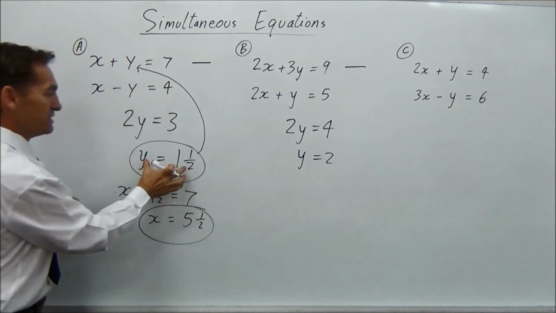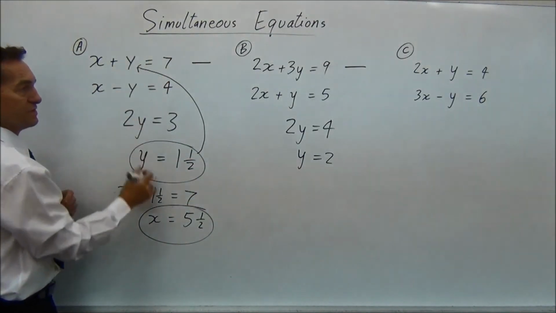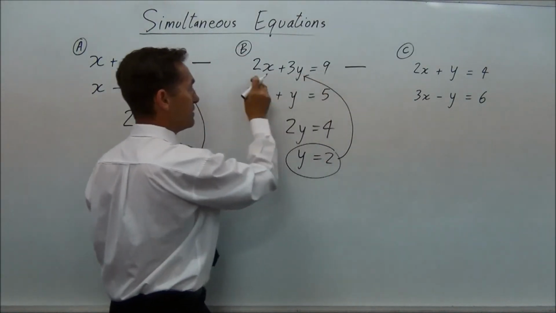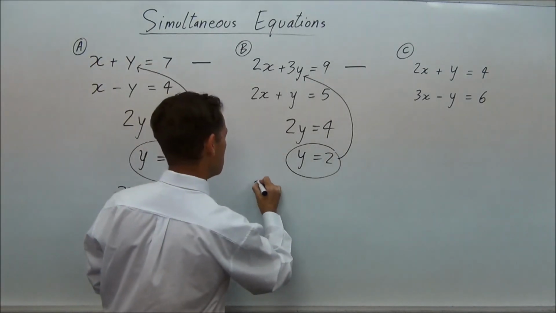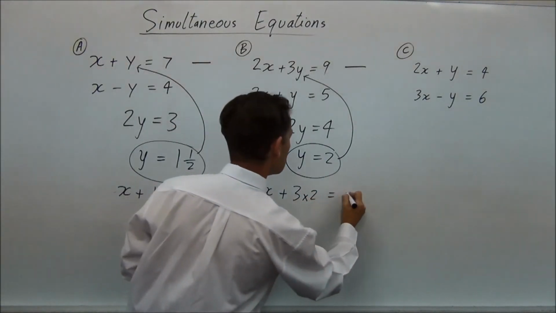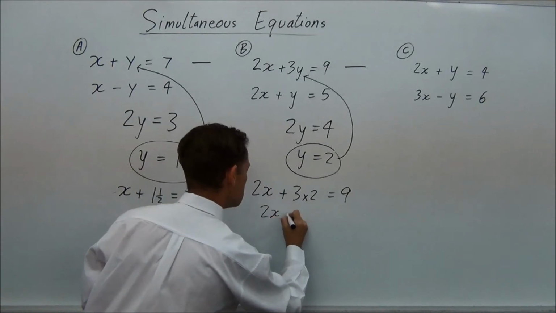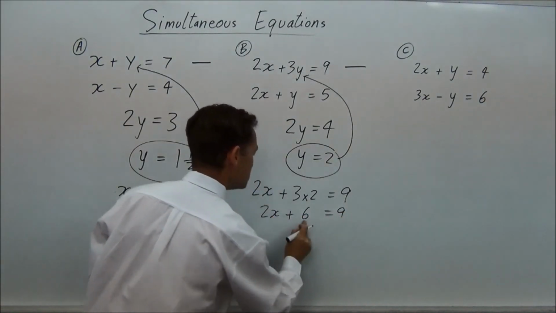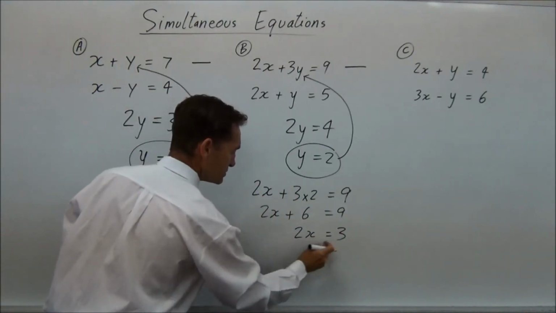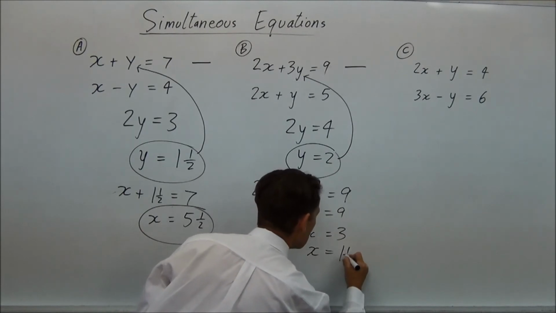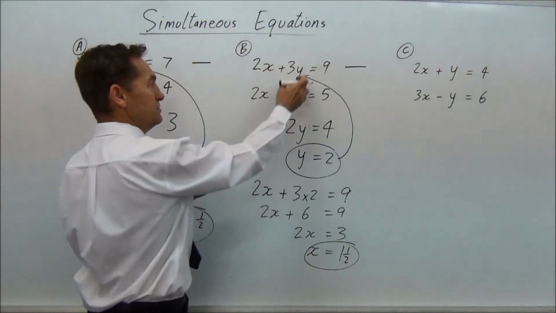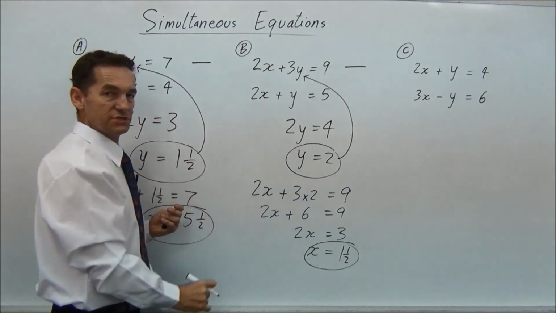Now what am I going to do? I'm going to do the same thing here. I'm going to put that y right back up into the value and figure out what my x is. Okay, so let's do that. 2x plus 3 times 2 is 6 equals 9. So I've got 2x plus 6 is 9. Take off 6 and I get 2x equals 3. Divide by 2 and I get x equals 1.5. And that is my answer. My answer is x equals 1.5 and y equals 2. And that is the solution to that equation.